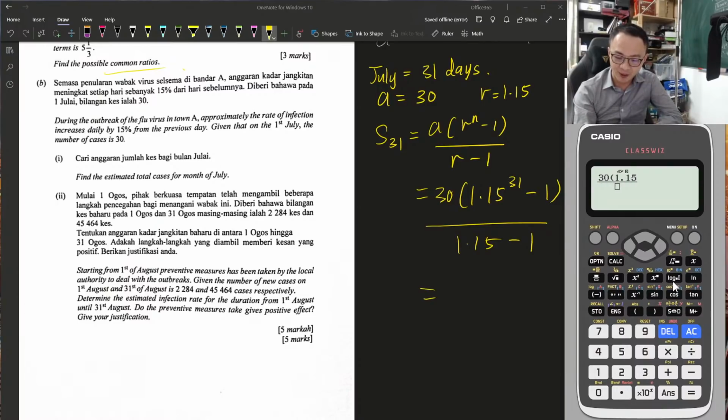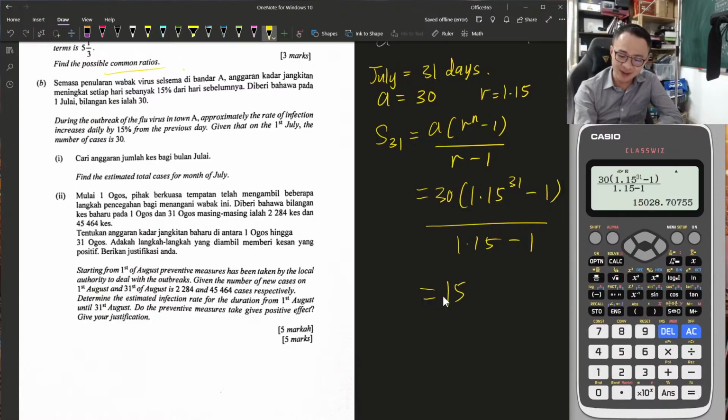1.15 to the power of 31 minus 1. Close the bracket. Bottom is 1.15 minus 1. Alright, so you can see this is how scary the virus actually increases.